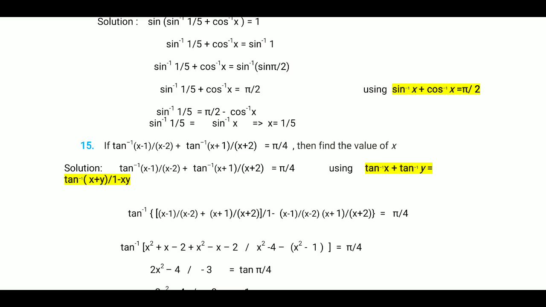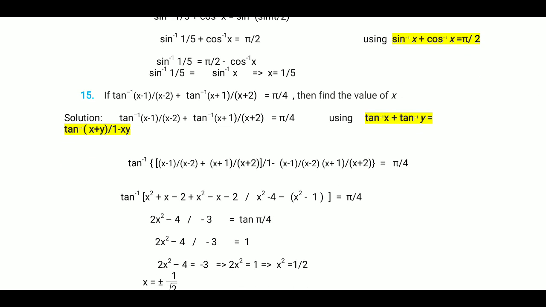Thus, we see that it becomes tan inverse of (x minus 1 upon x minus 2 plus x plus 1 upon x plus 2) whole upon (1 minus x minus 1 upon x minus 2 into x plus 1 upon x plus 2) is equal to pi by 4. Now this becomes tan inverse, and solving this one, taking LCM etc., we get tan inverse of (x square plus x minus 2 plus x square minus x minus 2) upon (x square minus 4 minus (x square minus 1)) is equal to pi by 4.